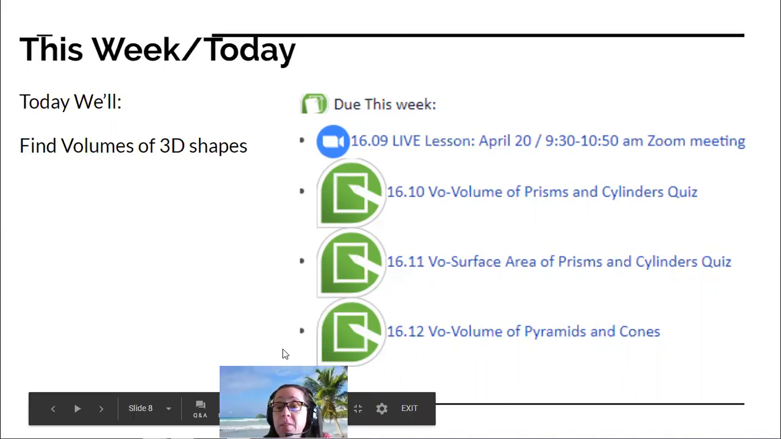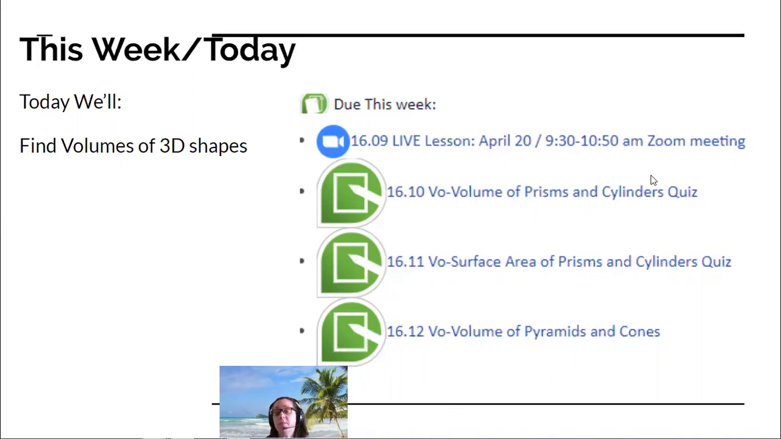Yeah, so you guys have 3 assignments this week. You have volume of prisms, volume of pyramids, cylinders and cones, and then surface area of prisms and cylinders. So not too bad. Just 2 formulas. You guys gotta make sure you write the formulas down today. Okay?